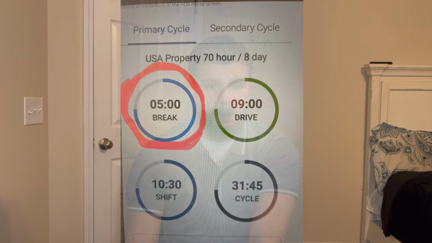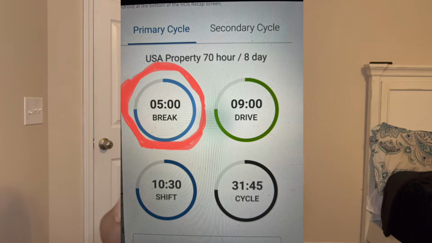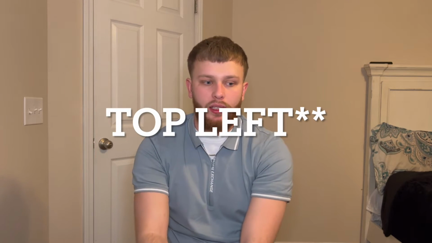Your break time. So there's going to be a clock at the bottom right that's going to say, break: I have 8 hours of break left. Okay, so with your break, it doesn't mean that you need to take an 8-hour break. It means that you need to take a 30-minute break before that 8 hours is up.